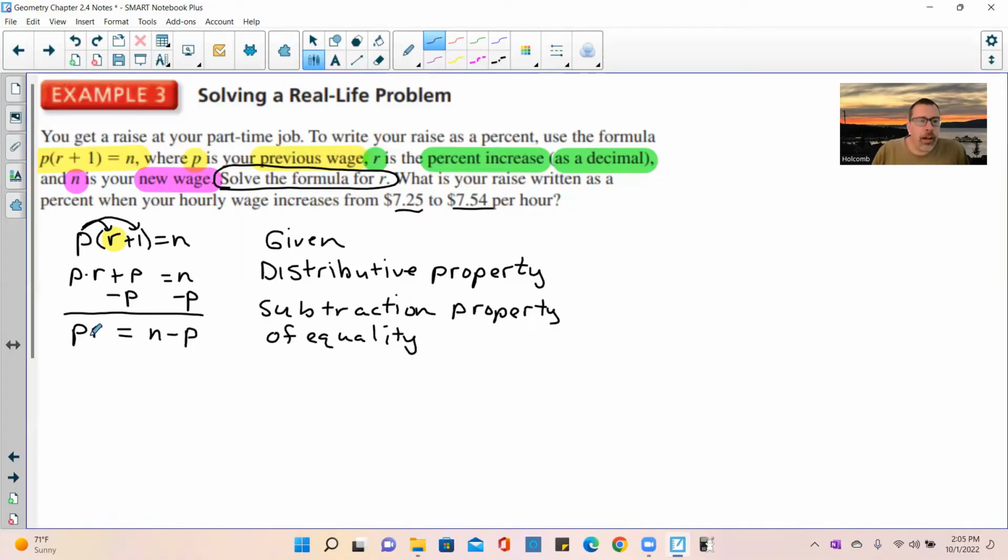And then just to get R by itself, now this is multiplication. The inverse of multiplication is division. So we divide by what we're trying to move, and that is P. So P divided by P cancels, and I'm left with R equals N minus P divided by P. And that is division property of equality.